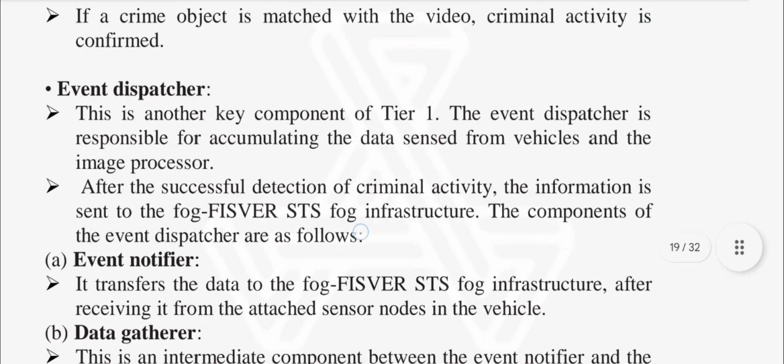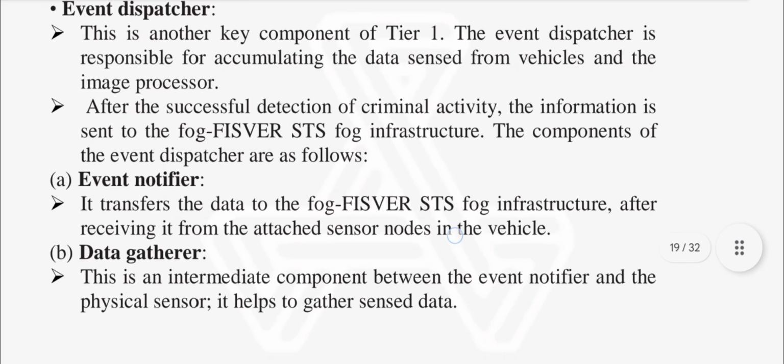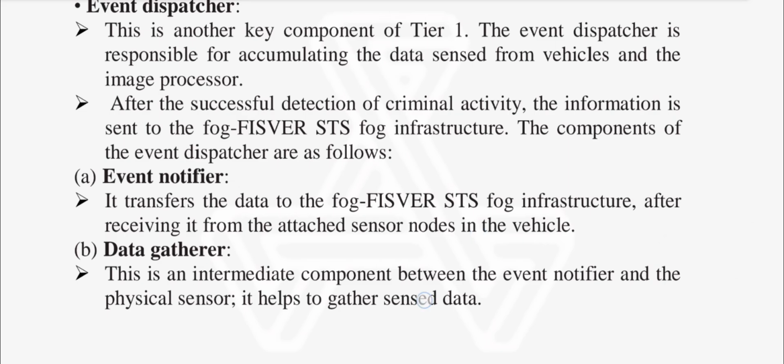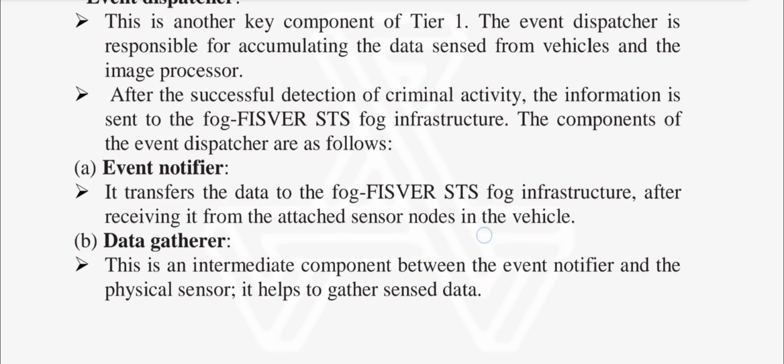Event dispatcher. This is another key component of Tier 1. The event dispatcher is responsible for accumulating the data sensed from the vehicles and image processor. After the successful detection of the criminal activity, the image is sent to the fog infrastructure. The components of the event dispatcher are as follows. Event notifier. It transfers the data to the fog infrastructure after receiving it from the attached sensor nodes in the vehicle.